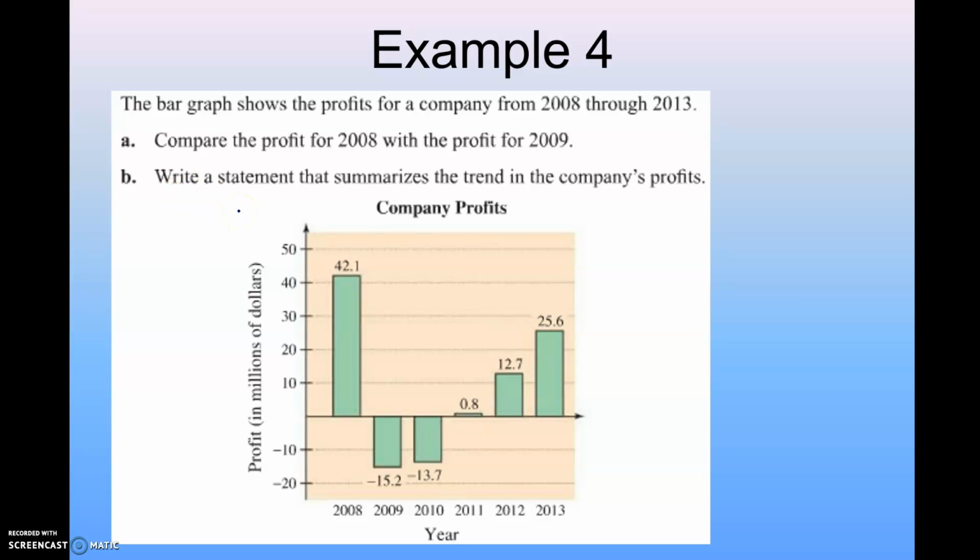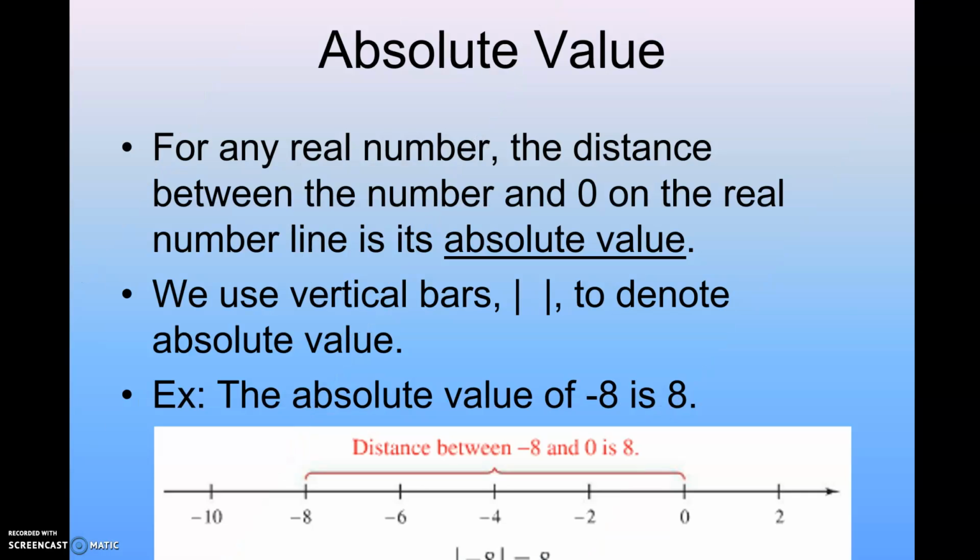Write a statement that summarizes the trend in company profits. Honestly, you could write a paragraph about this if you really wanted to. I don't expect you to, but as long as you say something about they had huge profits in 2008, 2009, 2010, they lost money, and then they started increasing their profits from then on. Anything about any of that you wanted to say would be totally fine if you had a problem like this on homework, test, or quiz.